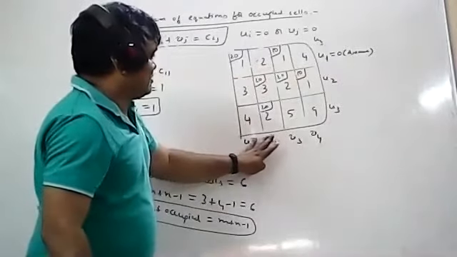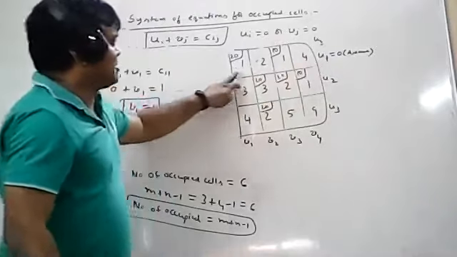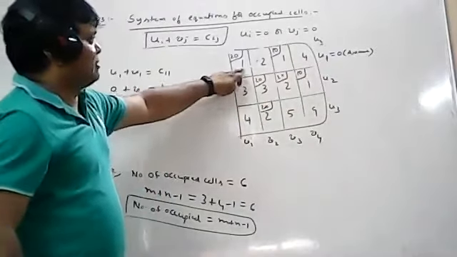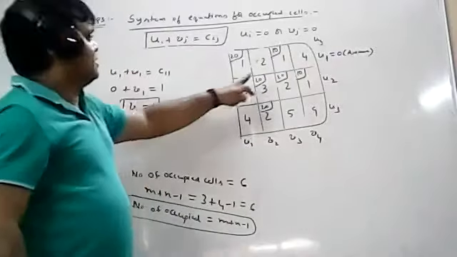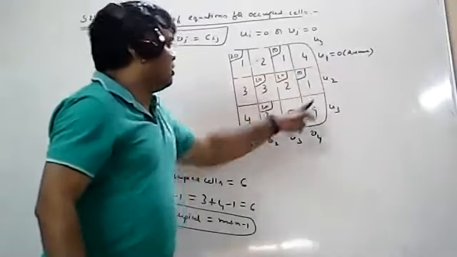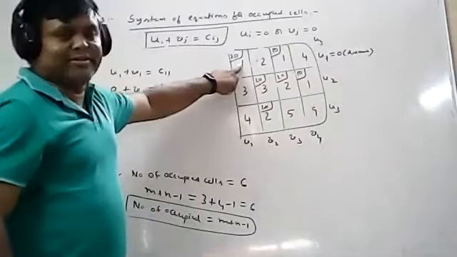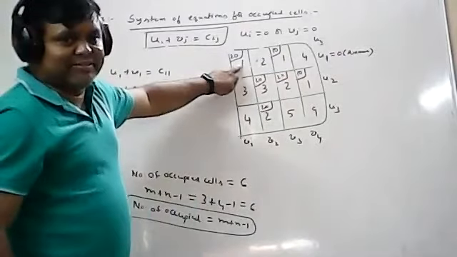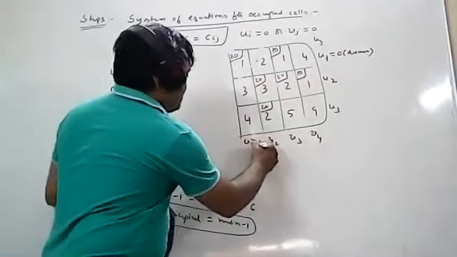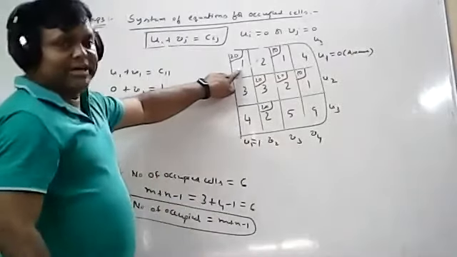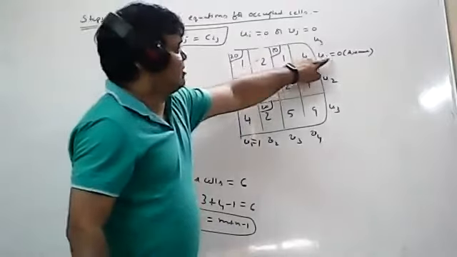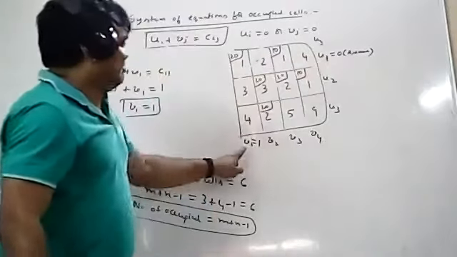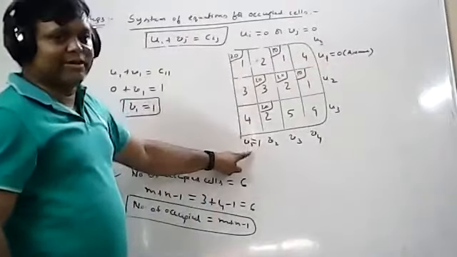Actually, this value is not there. You have to calculate it. This value is known. So how to calculate it? It is nothing but the corresponding value 0 plus V1 equals 1. So what is the V1 value? V1 equals 1. I hope you understood. Wherever you want to apply the formula, the corresponding value is 0 plus V1 equals 1, so V1 equals 1.